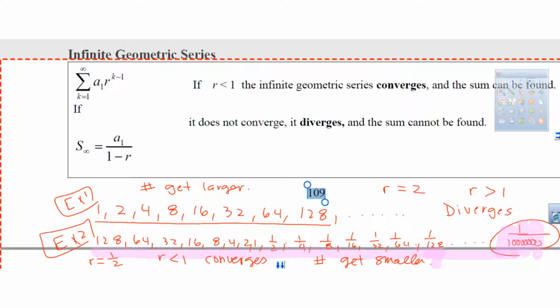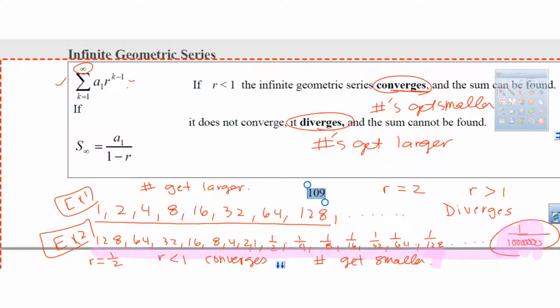Okay, good. So, if you're adding things together, and it's an infinite series, and it converges, then you use the formula. If it diverges, right here by diverges, put numbers get larger. Underneath converges, I want you to put numbers get smaller in the sequence. So if they're getting smaller, it converges. If they're getting larger, it diverges.